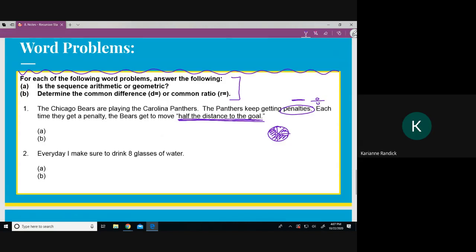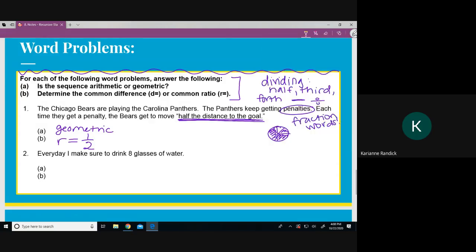So what you're doing is you're taking half. You're not adding or subtracting half, you're dividing. So if you have keywords like half, third, fourth, any fraction words, you can give yourself a note: that would be dividing. Because we're dividing, is it arithmetic or geometric? Well, it's geometric. So we have r equals, for geometric. It says half. What is that as a fraction? 1/2. That's half.